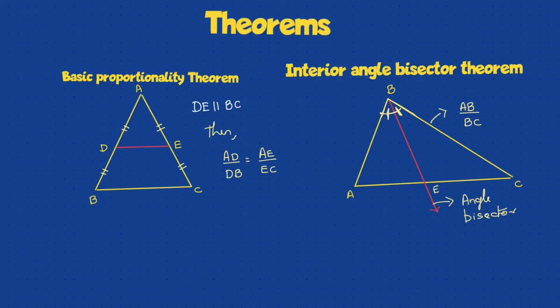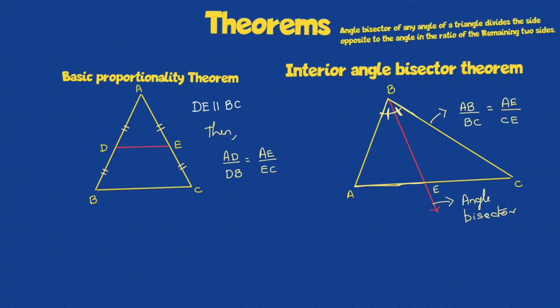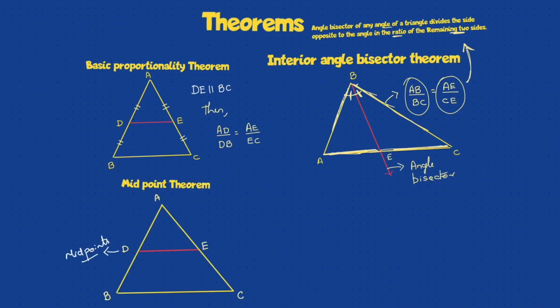Then you have AB, which is one side, upon BC. AB upon BC will be equal to AE upon EC. AE, which is the side on which the angle bisector is coming, is divided. So the angle bisector of any angle of a triangle divides the side opposite to the angle. The side opposite to the angle is divided in the ratio of the remaining two sides. So the remaining two sides are AB upon BC, and the side opposite to the angle bisector AE upon EC. Okay, AC is divided at E. Let's go on to the next theorem, which is midpoint theorem.